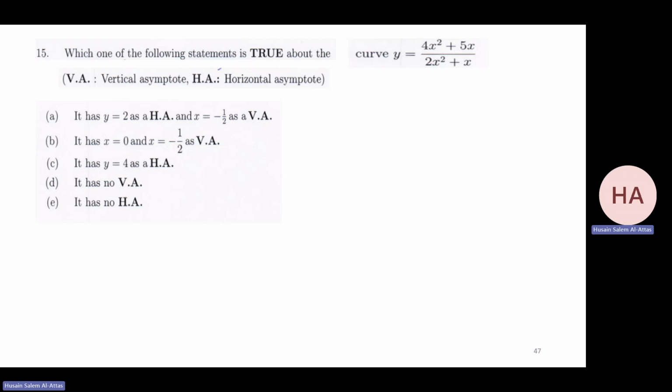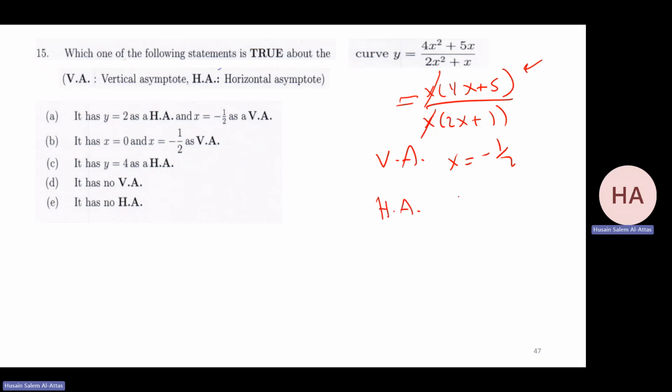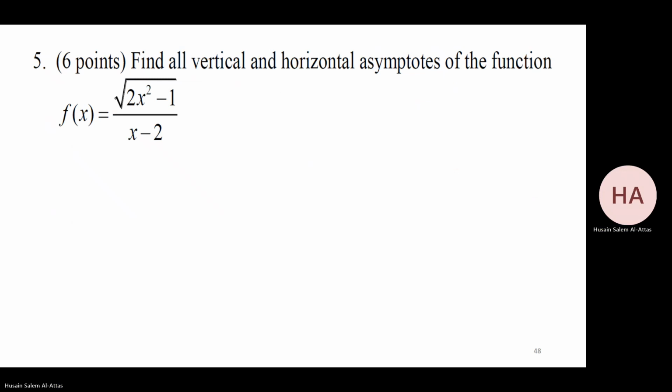Which one statement is true about this? Very clear. This one, take x, 4x plus 5, x, 2x plus 1. Clear. How many vertical asymptote? Only one. X equal minus half. This is non-zero. So I have vertical asymptote. Horizontal asymptote also only one. Same degree. Y equal 4 over 2, which is 2. So I have y equal 2, x equal minus half. Easy ones. Here same thing. Vertical. X equal 2. This is 0. This is non-zero. For sure this is vertical asymptote.